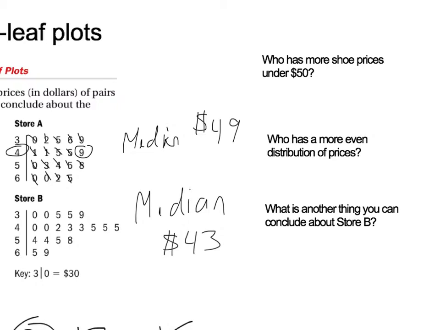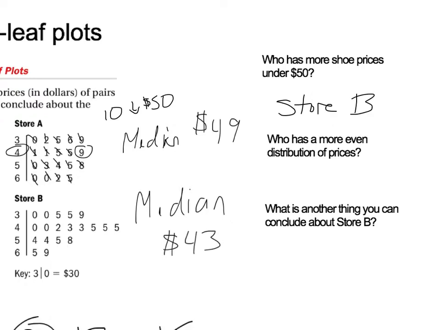All right, so who has more shoe prices under $50? Well, I can look here and say, here's where $50 starts at store A. So there is 1, 2, 3, 4, 5, 6, 7, 8, 9, 10. Store A has 10 under $50. Store B, 1, 2, 3, 4, 5, 6, 7, 8, 9, 10, 11, 12, 13. So store B has 13 under $50. So we know that store B has more under $50.